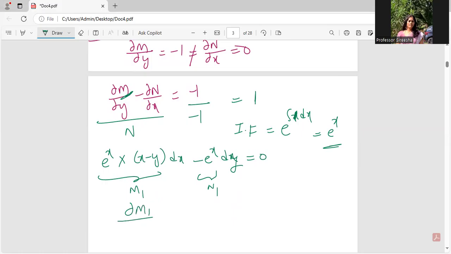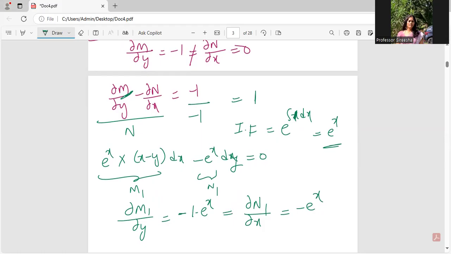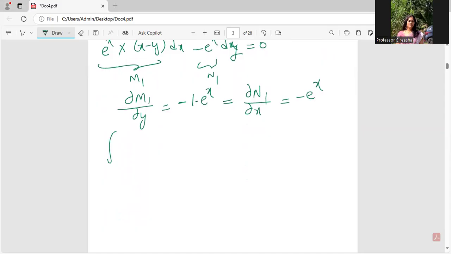Okay. ∂M1/∂y would be what? Negative, the y derivative is 1, into e to the power x. ∂N1/∂x would be what? Minus of e to the power x derivative is minus e to the power x only. Both are equal. It's exact. So I'll directly integrate: integral of (x minus y) e to the power x dx. And in the N part, if there are any terms independent of x, I will take them. No terms independent of x, so I'll be taking 0 only.